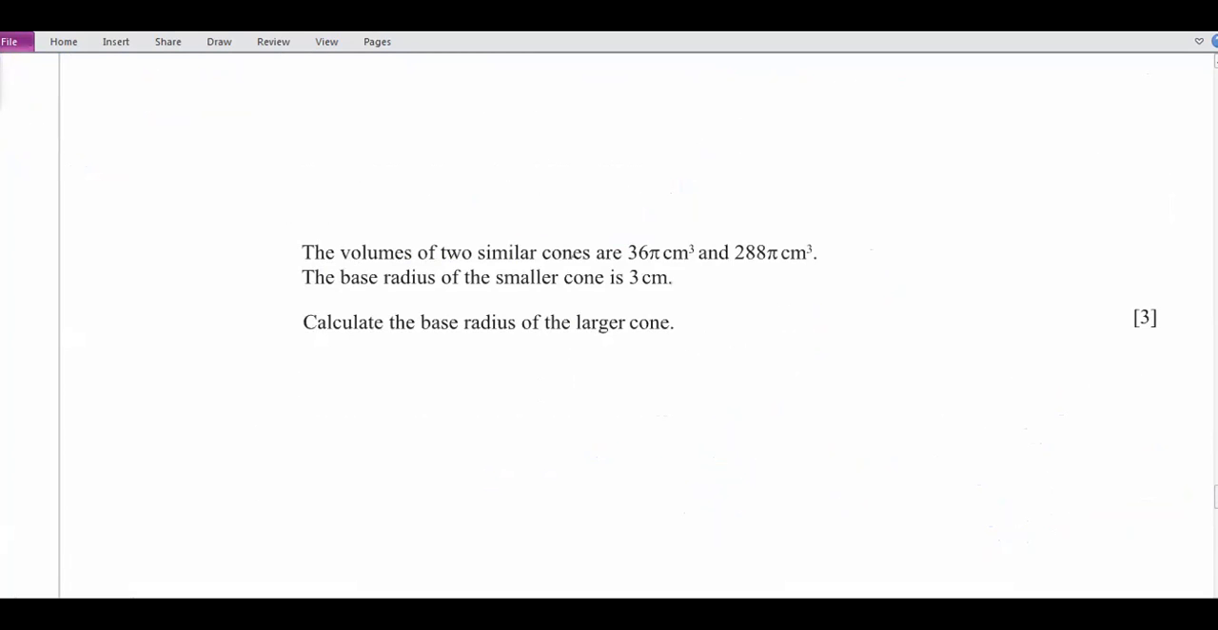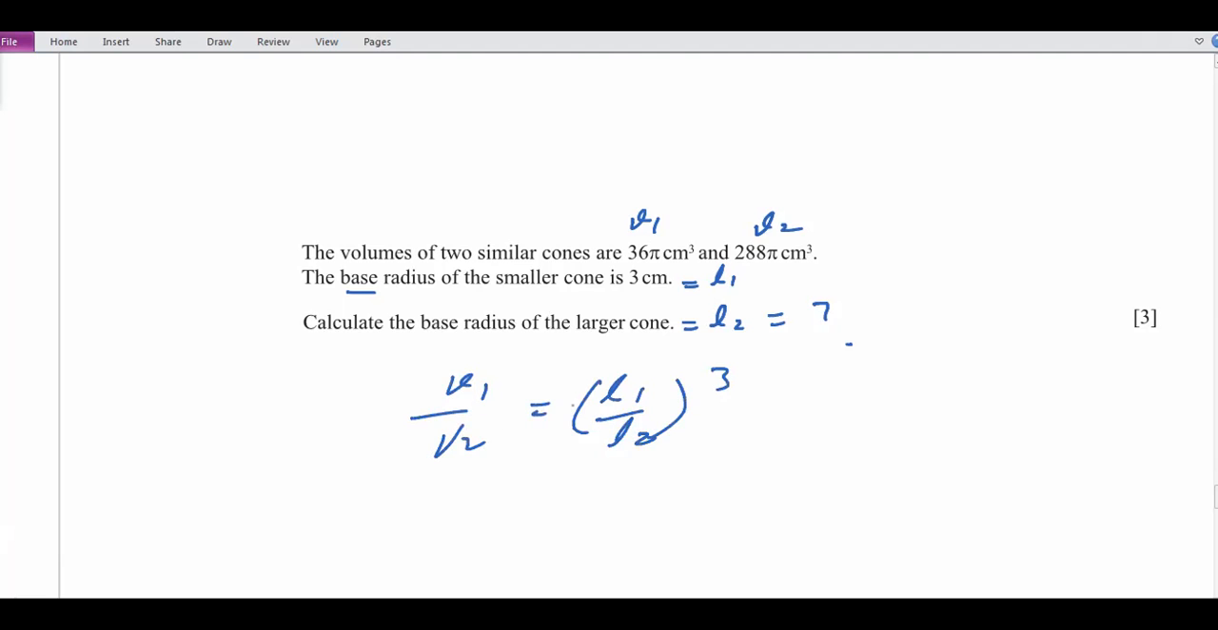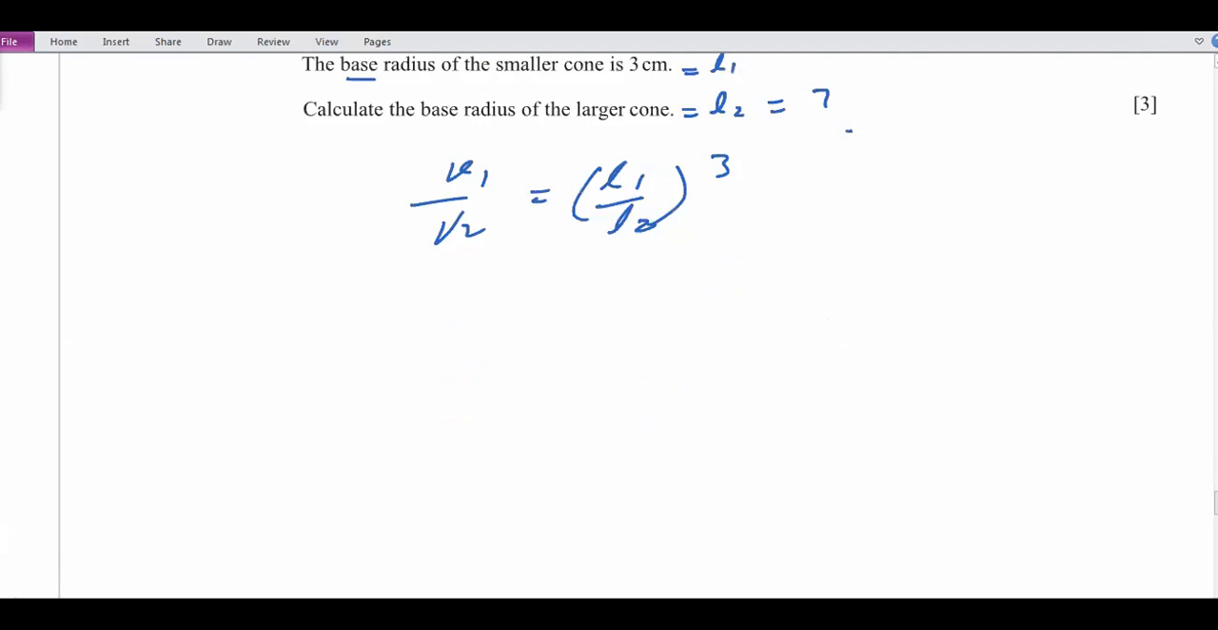Okay, next is the volume of two similar cones. You can say this one is V1 and this one is V2. The base radius of the smaller cone is 3. Now for the smaller we took V1. So say, let's say this is L1. Find the base radius of the larger cone. Let's say it is L2. That we have to find. You can say it is R1, R2. But as we are writing the formula in that term, so use this formula. V1 over V2 is equal to L1 over L2 cubed. Put the values and solve. I think no problem will be in solving this one. You will be able to solve.